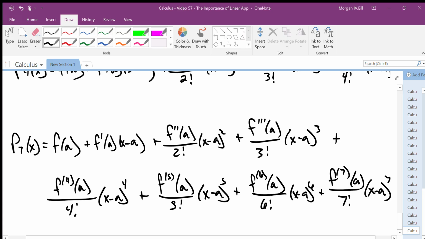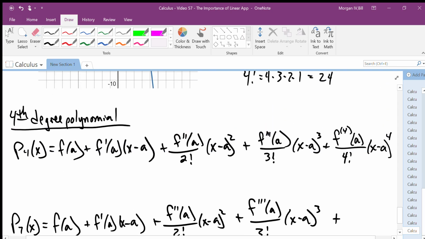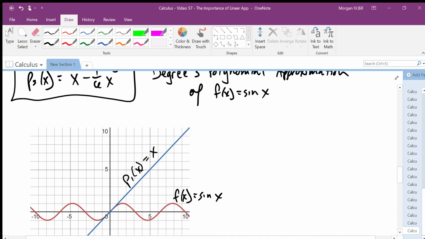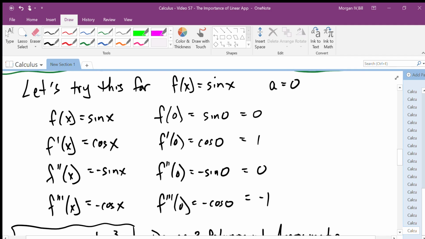And you might be thinking, that's a lot of stuff. That's going to take me forever to plug that in. Well, it turns out it's not so bad in the case of the function being sine of x, because we get this repetitive pattern. Go back up here to the derivatives of sine of x.